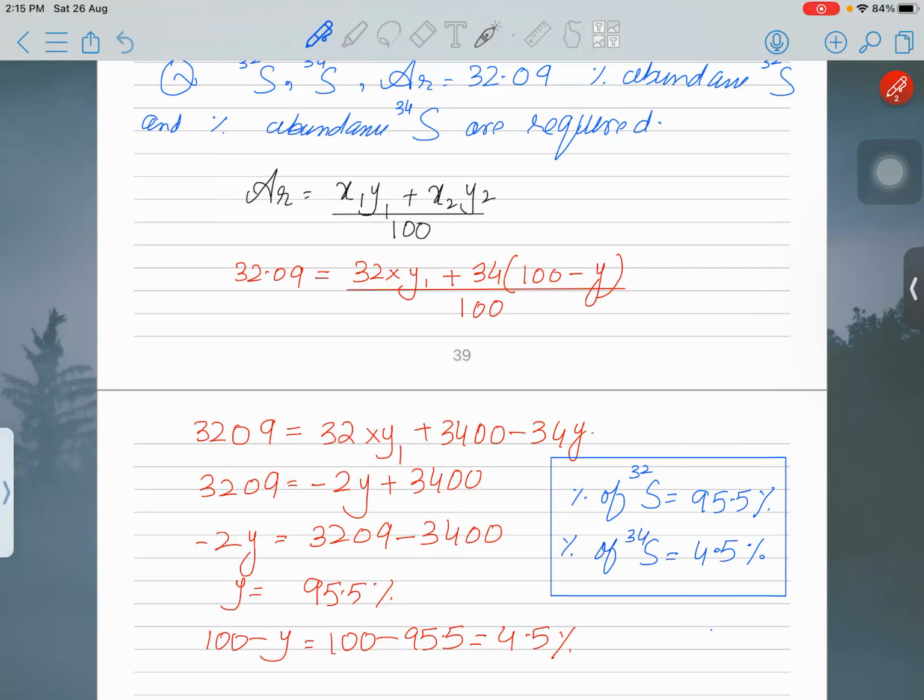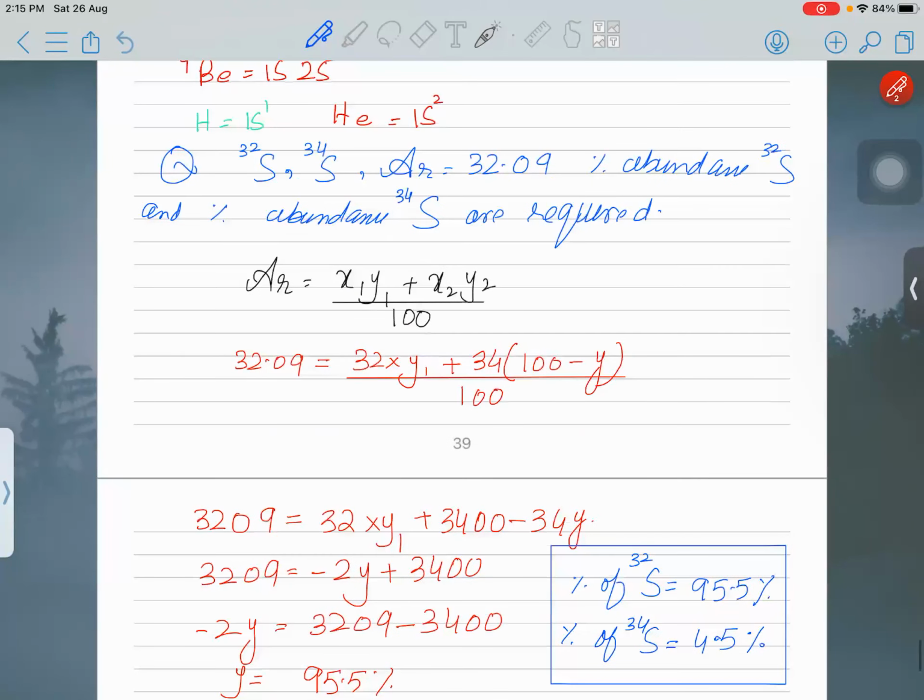Sir, why did you take y1 as y, but y2 as 100 minus y? Because you have only two. If y is y1, then the second one is 100 minus y, because the sum of the percentages is 100. So y1 plus y2 is equal to 100. Okay, sir, I got it.